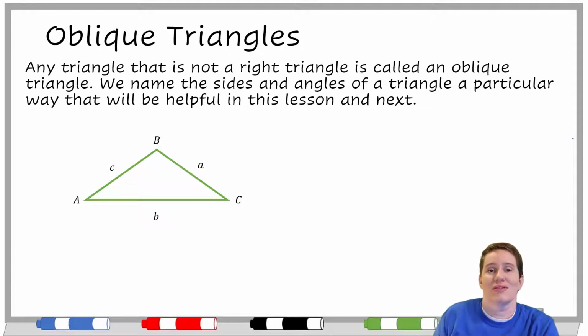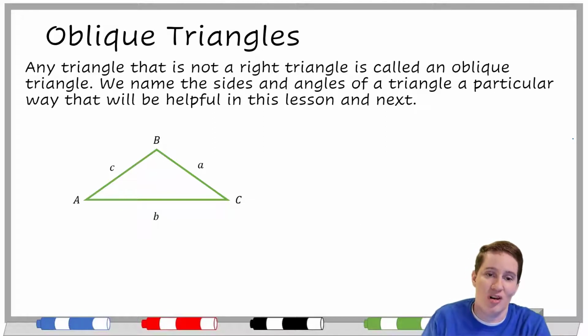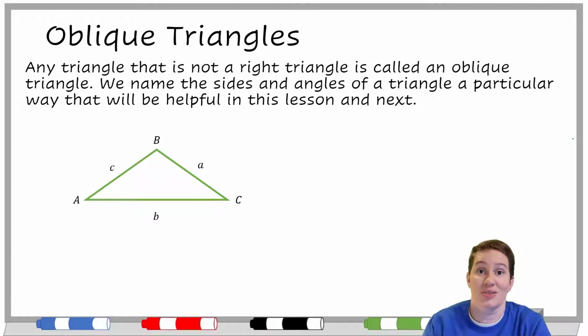But if you're thinking of scalene and isosceles, equilateral, those are still names that we can use to classify triangles. But oblique is basically, we can divide all triangles up into either being right triangles or oblique triangles. Oblique triangles can also be other things.